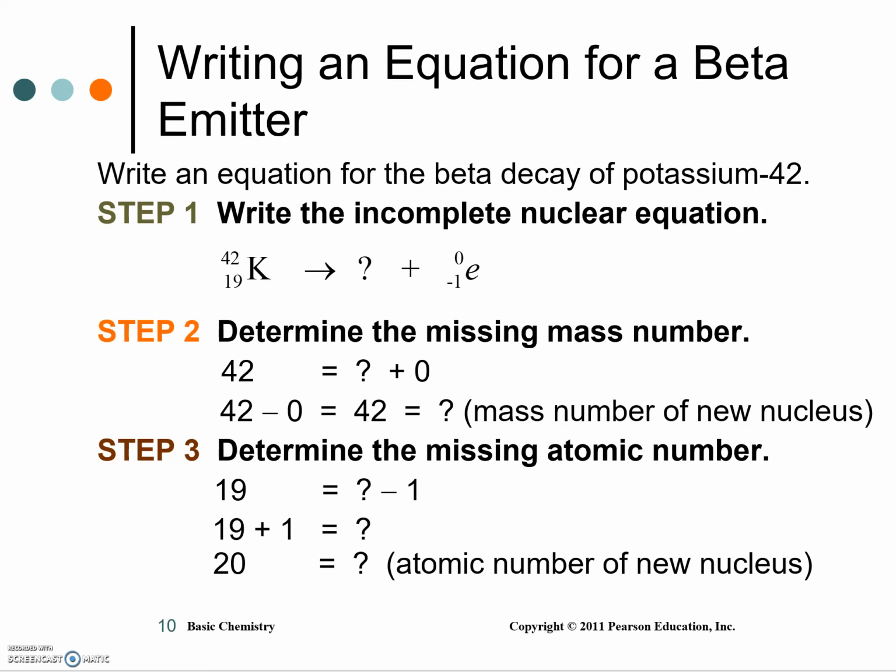We're going to look at the beta decay of potassium 42, so that you already know that anytime it says beta decay, that means it's going to be losing that 1 electron. So there are 2 ways of writing that. Then you're going to start out with your potassium going to an unknown and that beta decay, or that beta radiation.